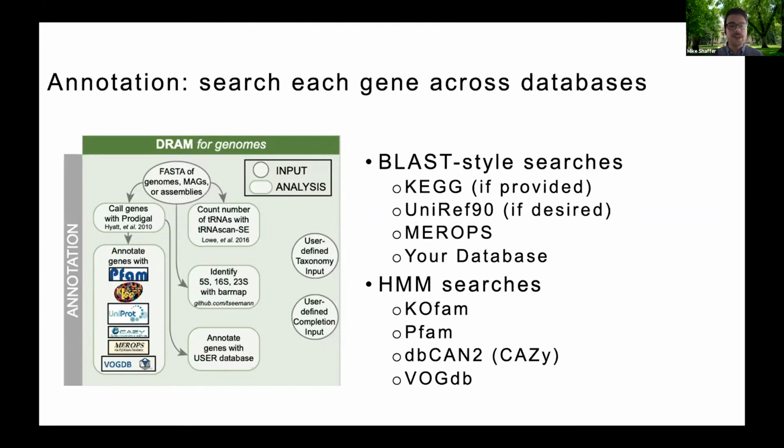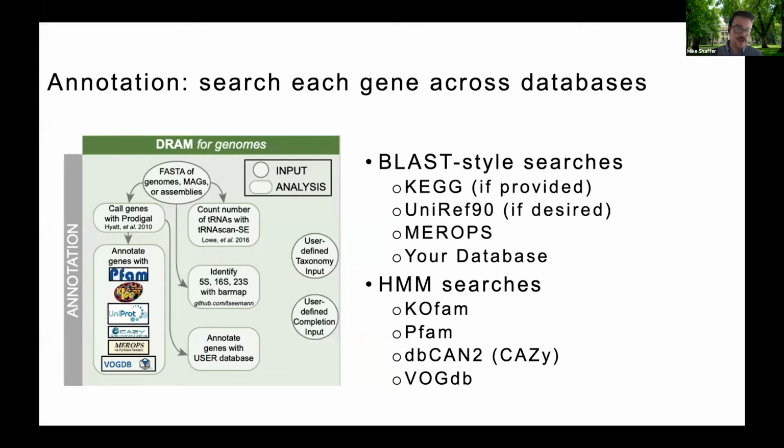DRAM does two different types of searches. The first type is a BLAST-style search. So this is a direct sequence comparison of the amino acid sequence of your gene to the amino acid sequence of genes in databases. If you provide the KEGG genes database, we can't give it to you because you need to pay a subscription. But if you do subscribe to KEGG, we can compare to KEGG genes. You can also compare to UniRef90 if desired.